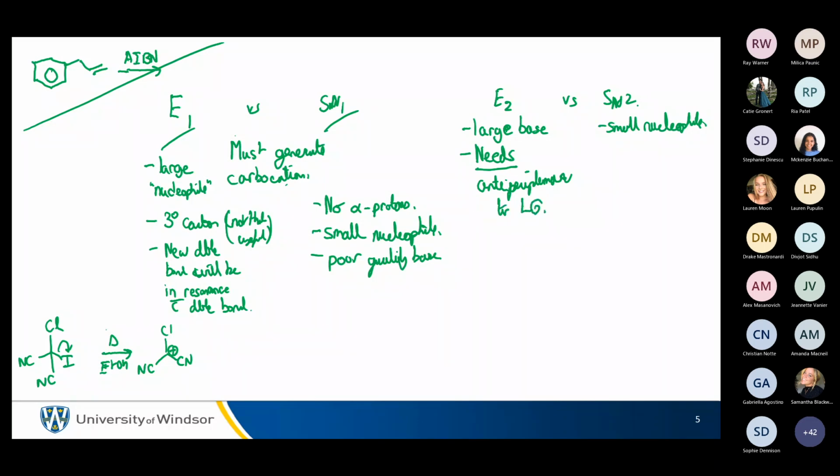You need a hydrogen that can be antiperiplanar to the leaving group. So it needs to be able to rotate to be antiperiplanar. In an acyclic molecule, a molecule without rings, when the leaving group is not in a ring, this is never a problem. If the adjacent carbon has hydrogens, you're fine. If the leaving group is in a ring, then you need to have a hydrogen that is antiperiplanar to the leaving group. That can be trickier. It's not guaranteed.